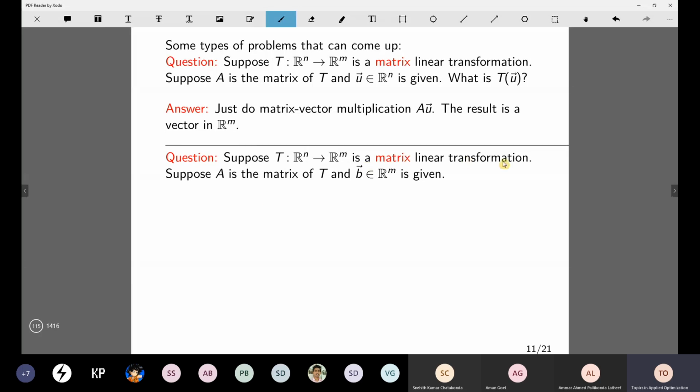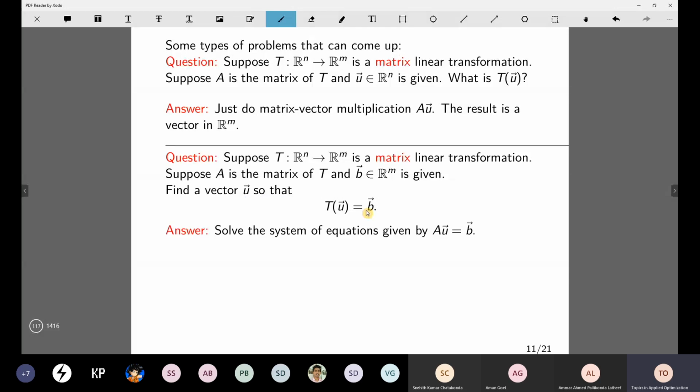Suppose T is a matrix linear transformation, suppose A is the matrix of T, and b is given. Find a vector u so that T(u) is equal to b. What we are supposed to do is solve the linear system, because A is the matrix of the linear transform. In other words, T(x) is defined to be Ax. And what you are told is T(u) equals b, which is essentially Ax equals b. So we can solve and then find u.